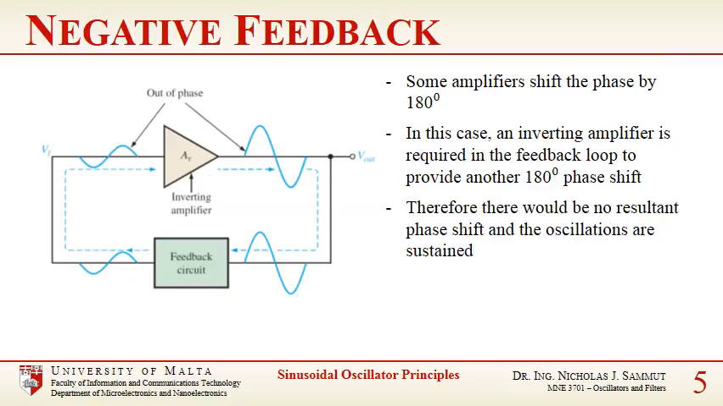Moving on to negative feedback, some amplifiers shift the phase by 180 degrees, and as soon as you see that, you realize immediately that negative feedback is being used, contrary to positive feedback that we have seen earlier. So in this case, an inverting amplifier is required in the feedback loop to provide this 180-degree phase shift. And there would therefore not be any resultant phase shift, and the oscillations are sustained.